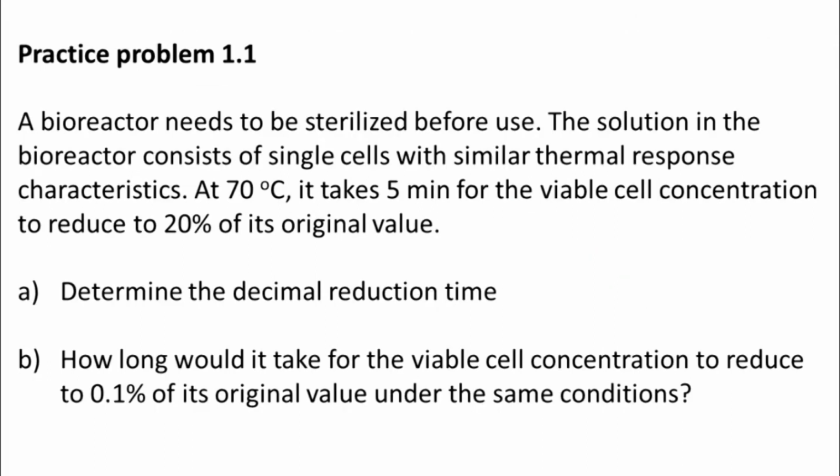The practice problem 1.1. It read, a bioreactor needs to be sterilized before use. The solution in the bioreactor consists of single cells with similar thermal response characteristics. At 70 degrees C, it takes 5 minutes for the viable cell concentration to reduce to 20% of its original value. A, determine the decimal reduction time, and B, how long would it take for the viable cell concentration to reduce to 0.1% of its original value under the same conditions.